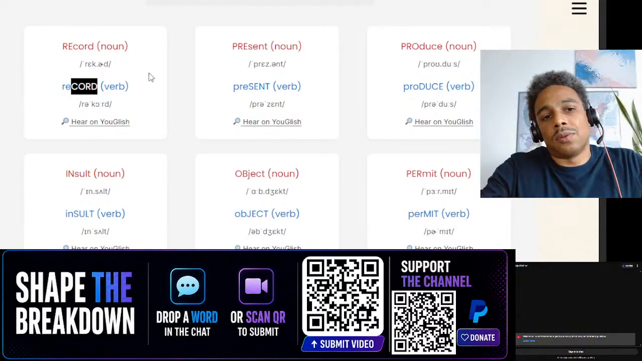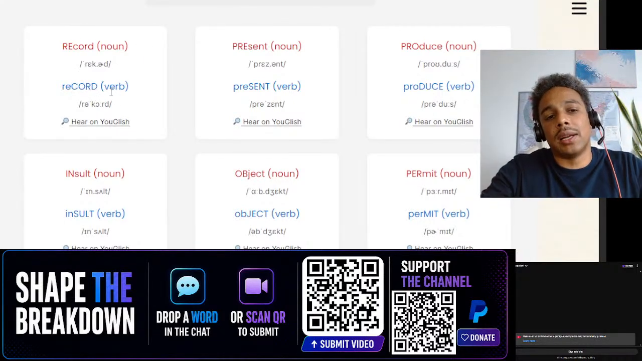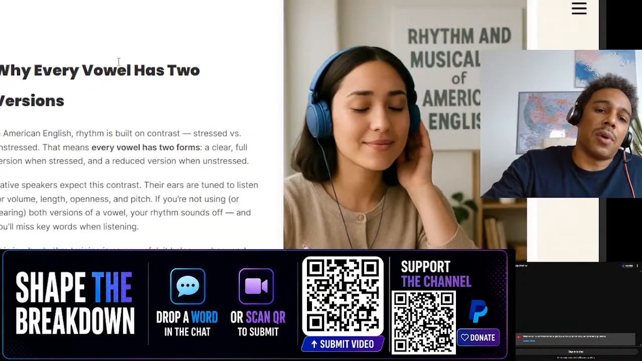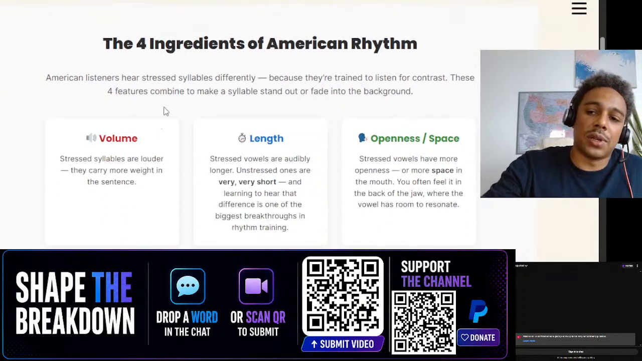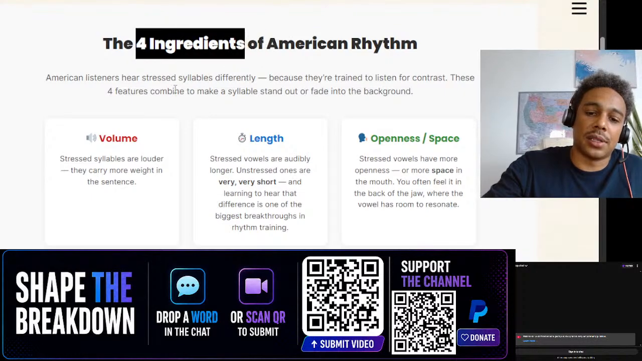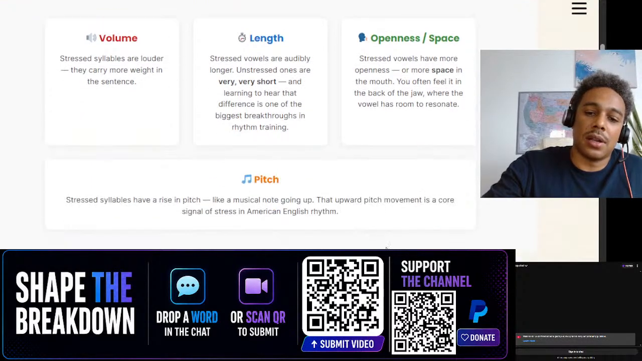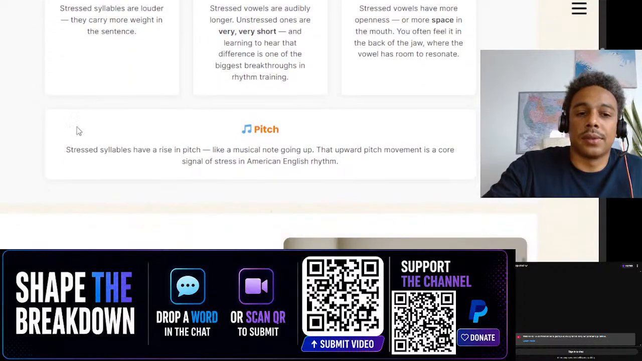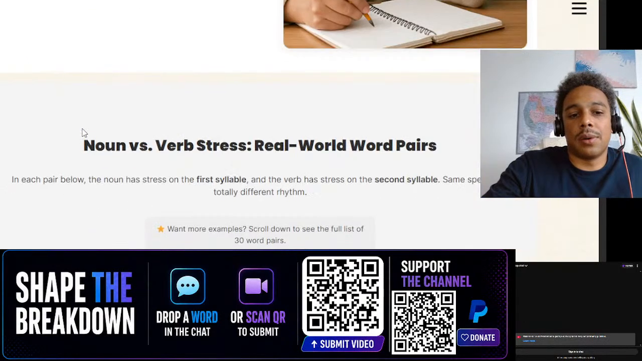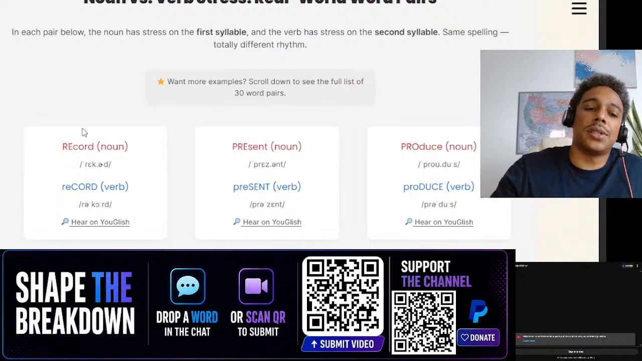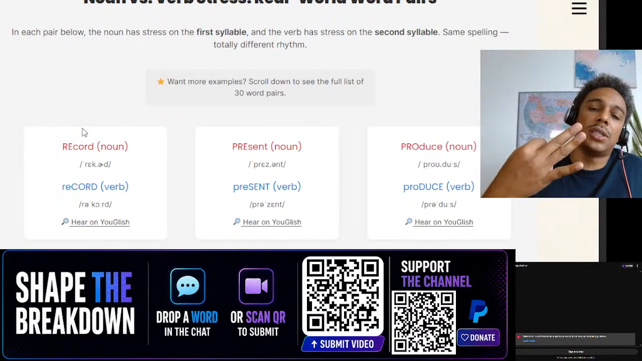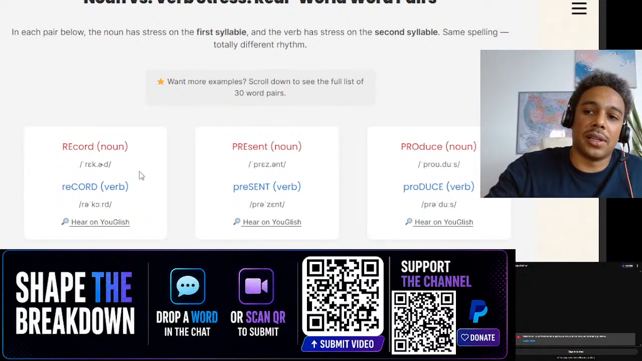First, I'm just going to read this example, both versions, a few times. I want you to just listen and focus on trying to hear the contrast of these four ingredients. You're listening to volume, length, pitch, and space as I read these examples.